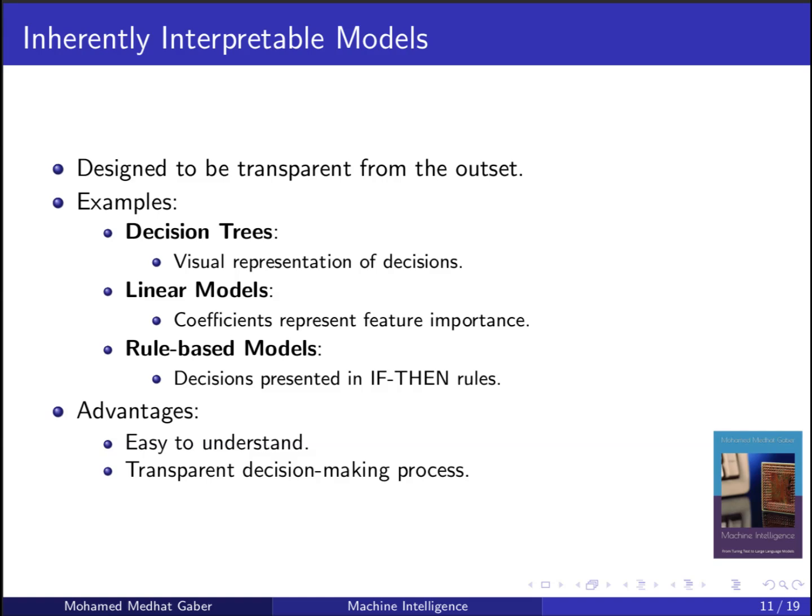In conclusion, inherently interpretable models play a crucial role in the ethical deployment of AI. By ensuring transparency from the outset, they help build trustworthy systems that align with societal values and user expectations. In contexts where understanding the rationale behind decisions is essential, these models offer a compelling solution.